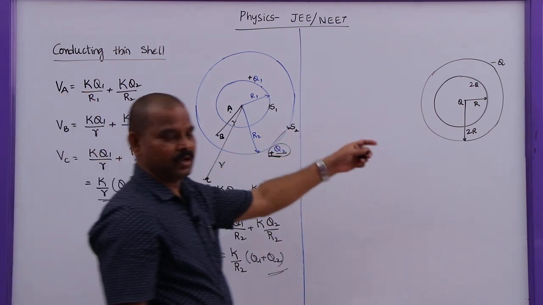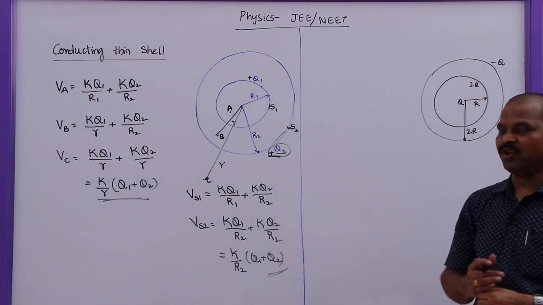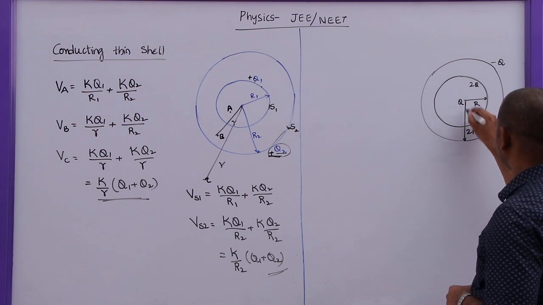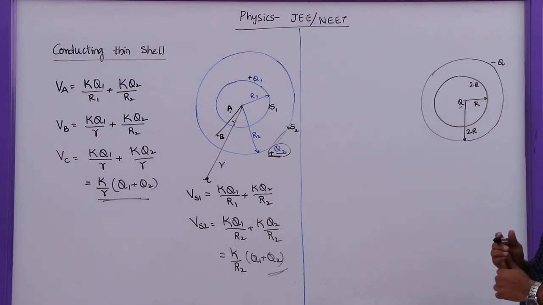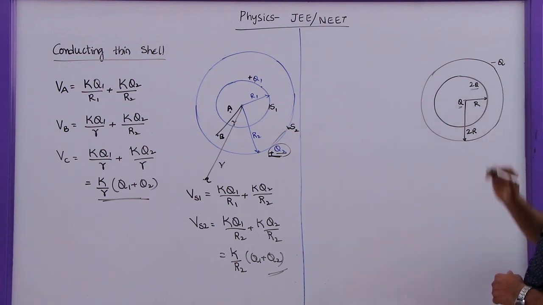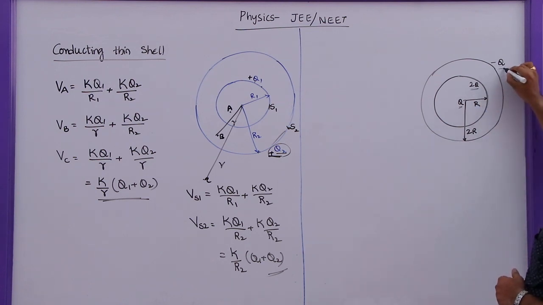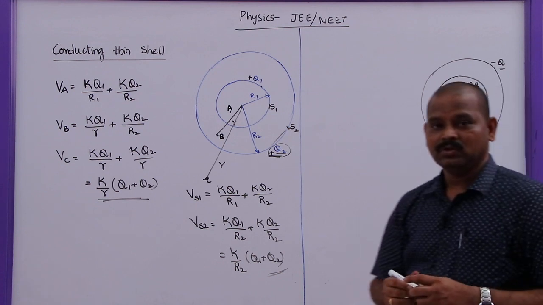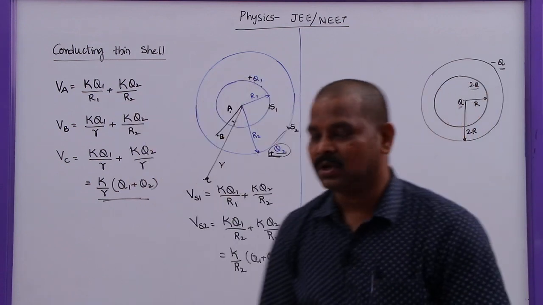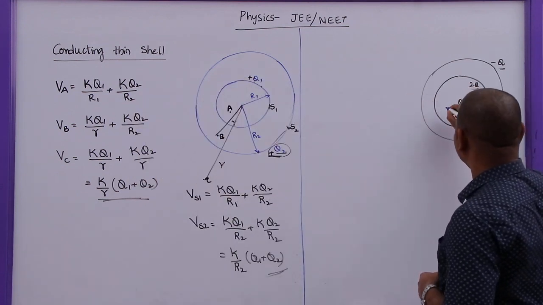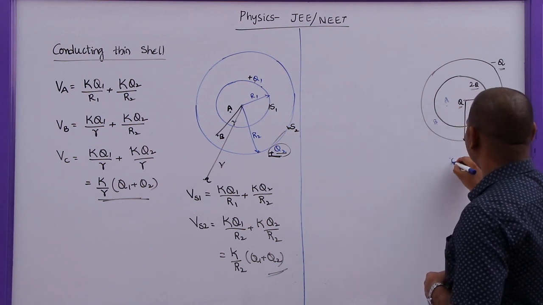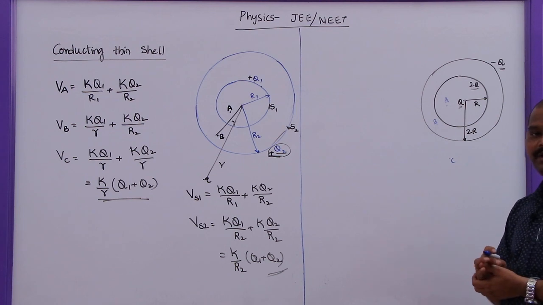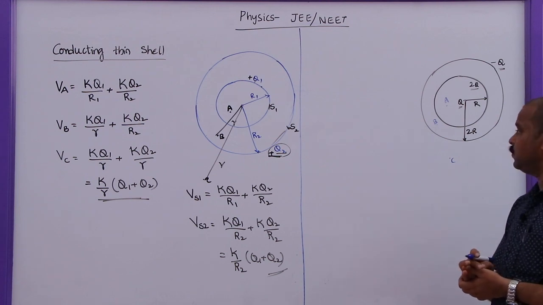Next, if you take this problem, here I have taken two shells of radii R and 2R, and at the center a charge Q is present, on the inner surface a charge 2Q is present, on the outer surface a charge minus Q is present. So here also let me find out the potential at three different points. One is here A, this is B, and this is C. So I need to find out the potential at three different points.